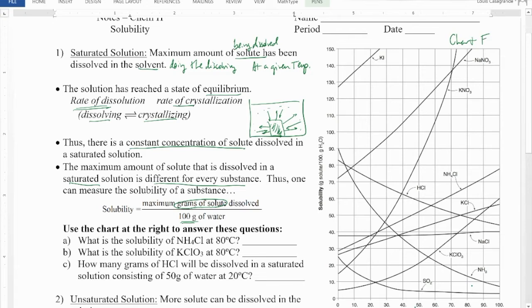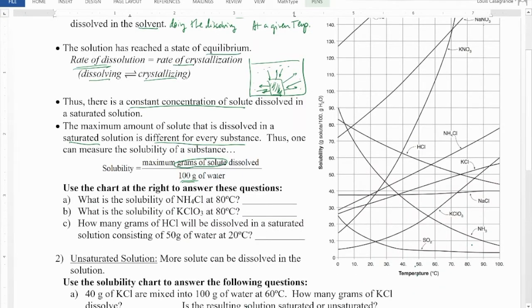So you always have this available to you. So for the first question, the way we're going to use this chart is we're going to ask you to find the solubility of ammonium chloride at 80 degrees Celsius. So we come over to our plot, and we have 80 degrees Celsius on the bottom, on the temperature axis. And we're going to come up, we're going to find ammonium chloride. Here's ammonium chloride. So ammonium chloride is this line here, and it crosses 80 degrees Celsius right about there.